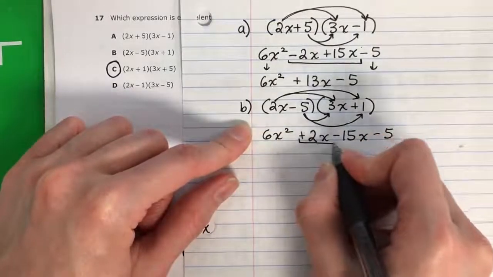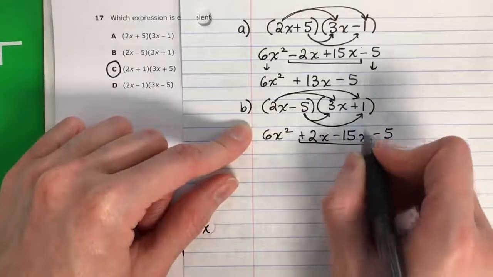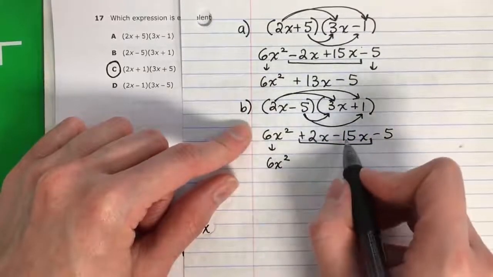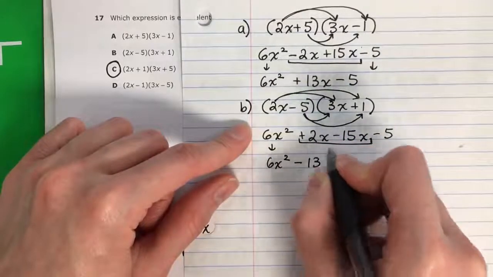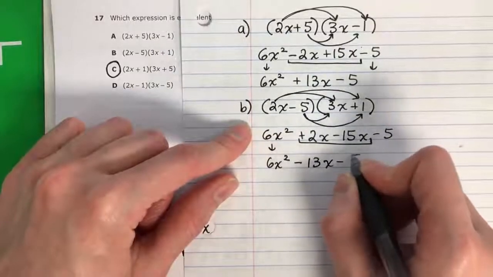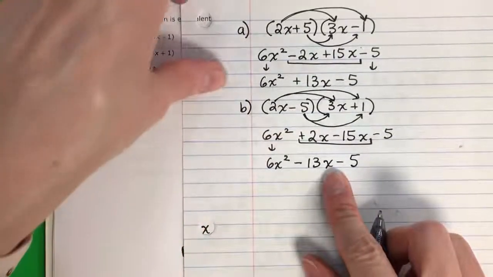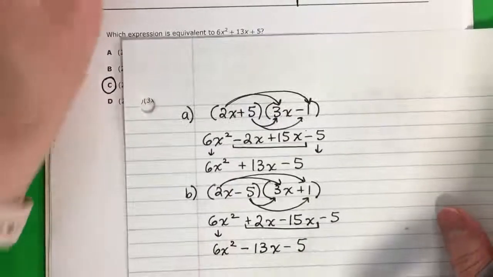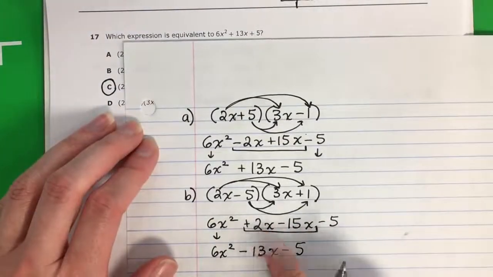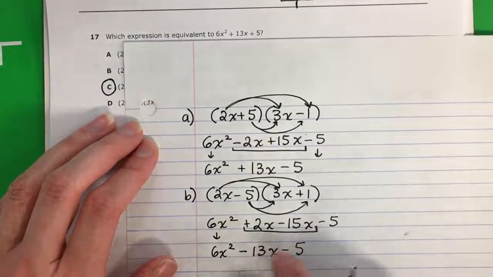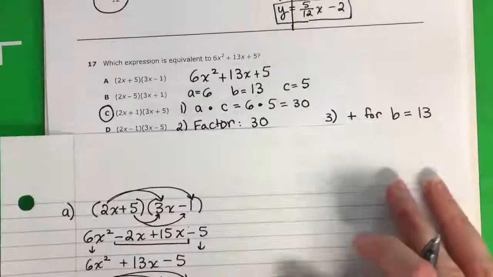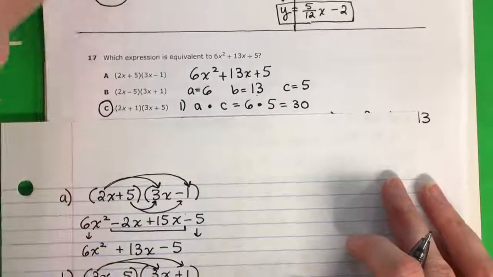Now the like terms, the two x's with no exponent. Copy 6x squared. 2 minus 15 is negative 13x. Copy minus 5. Is this the same like that first question? Let's see. No, because here it's negative. These are both negative. It needs to be positive. Okay, let's do C. Let me go ahead and copy that one down.